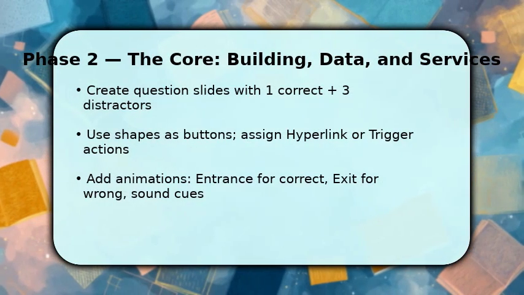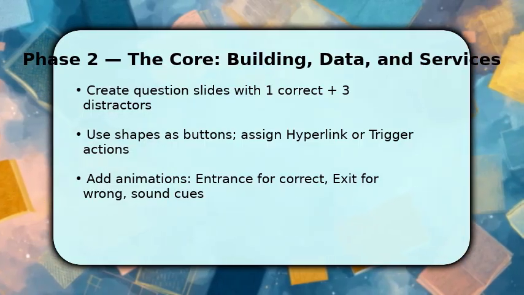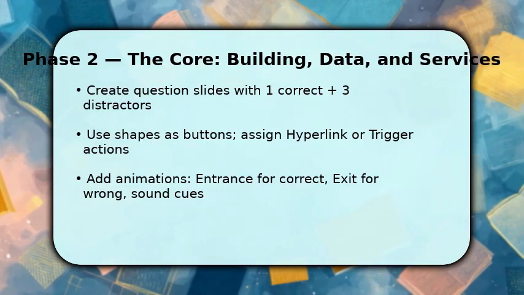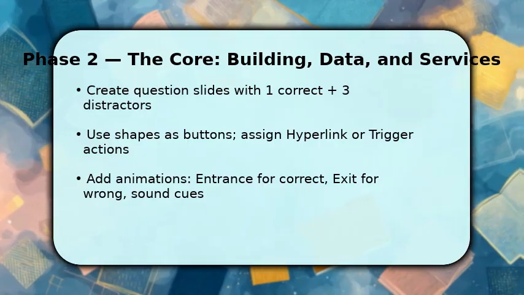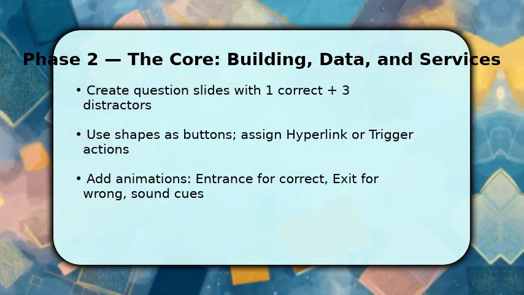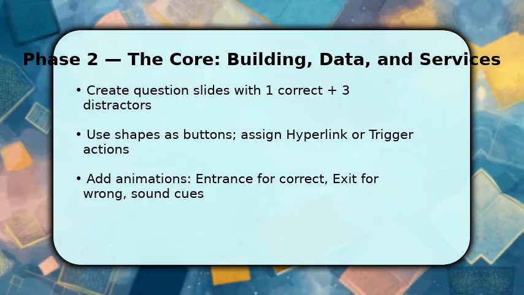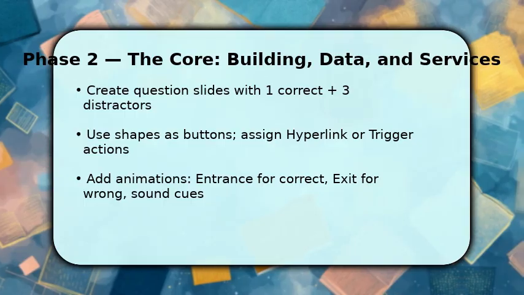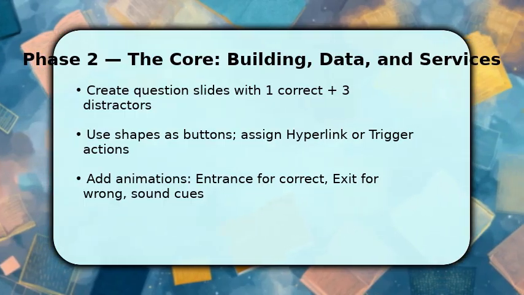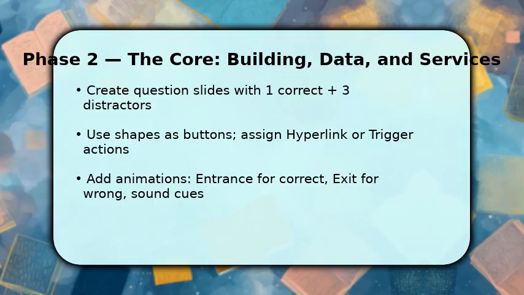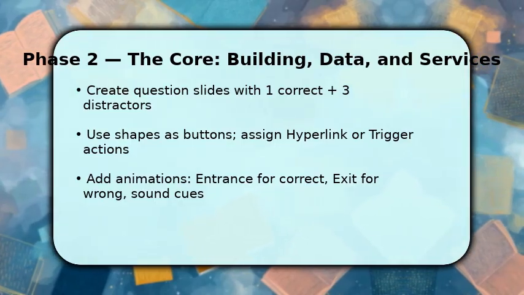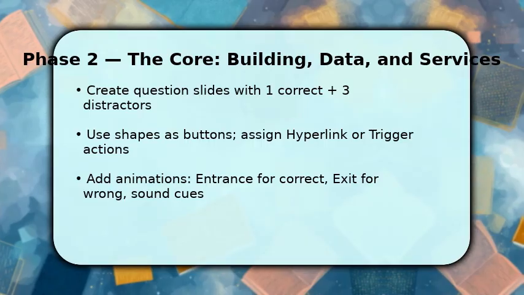You now construct interactivity using shapes as buttons and triggers. This creates the feel of a quiz show. Start by placing one correct answer and 3 distractors, then convert each text box into a clickable shape. Use hyperlink to slide for navigation or set triggers to play animations on click. Triggers let you reveal correct answers without leaving the slide.